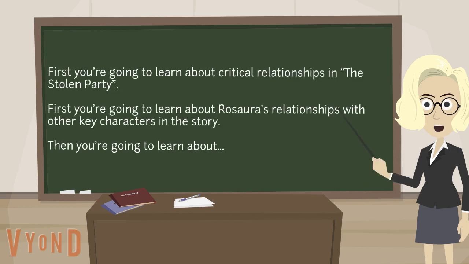So, in my introduction, I might write something like, first, you're going to learn about critical relationships in The Stolen Party. Or I could say, first, you're going to learn about Rosaura's relationships with other key characters in the story. Then you're going to learn about... what could my readers learn next?